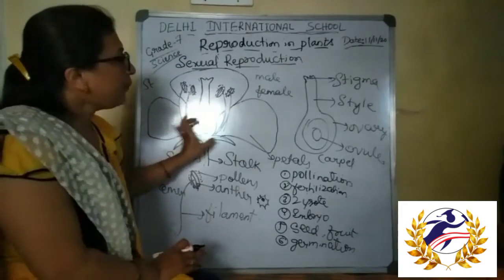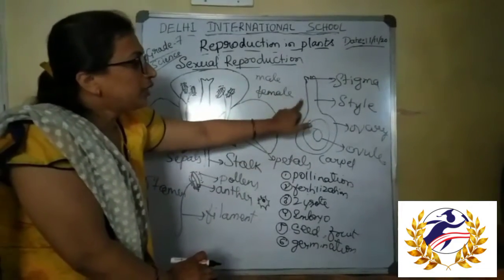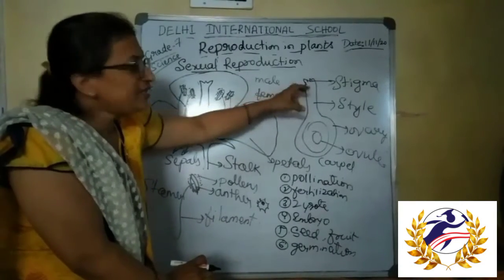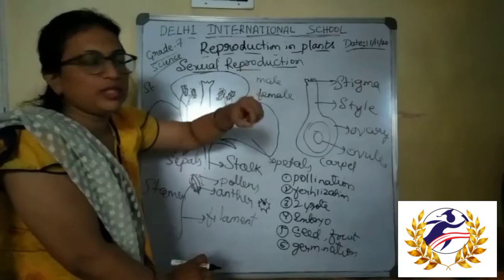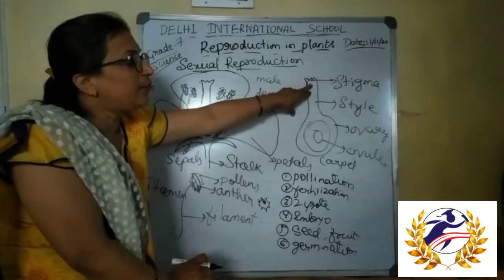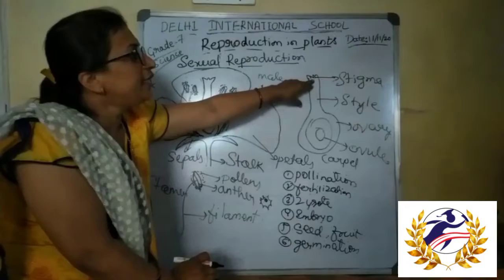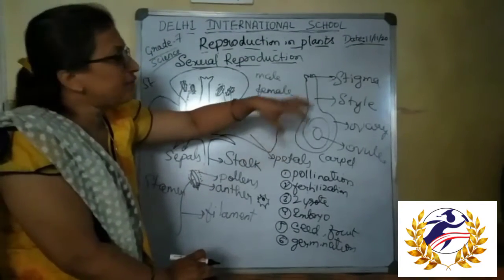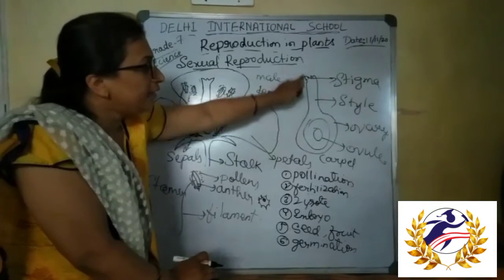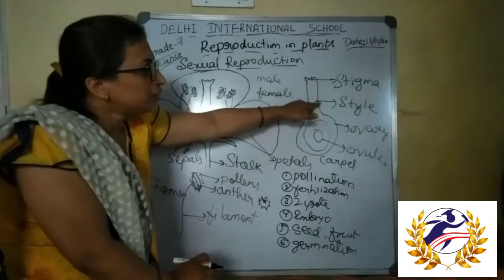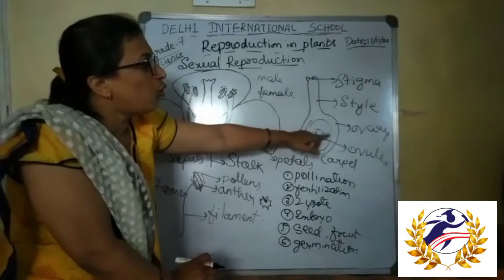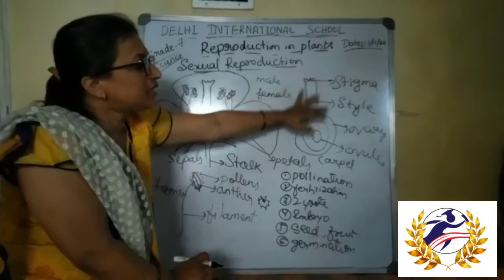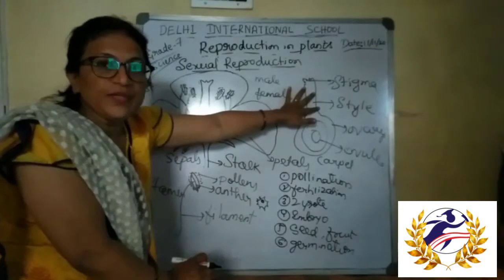This female reproductive part also has some parts. The uppermost portion is called the stigma, which is very sticky. You may feel it by touching the flower. It helps to stick the pollen grains. The elongated narrow tube which connects the stigma to the ovary is called the style.